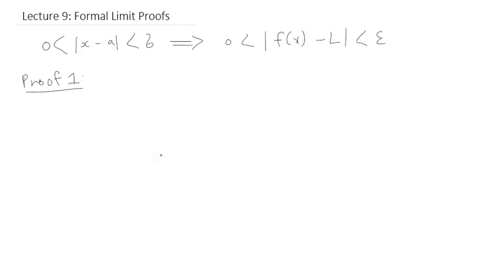Okay, so in this video, we're going to be talking about some proofs using the formal limit theorem that we talked about in the last video. So just as a recap, the absolute value between x and a, the limit that we're trying to approach, has to be less than delta, a particular value, and that implies that the absolute value of f(x) minus L on the y-axis has to be less than epsilon.